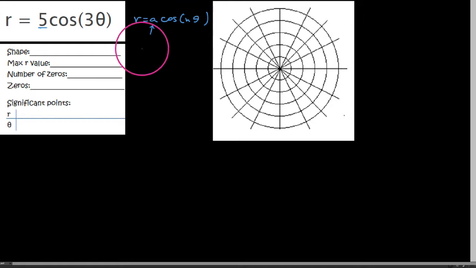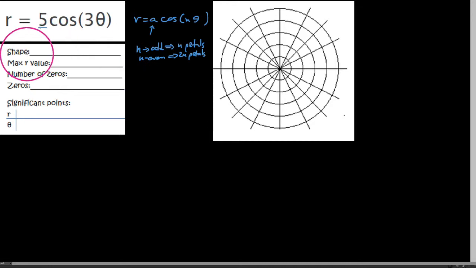And N, if N is odd, we have N petals on our roses, whereas if N is even, we have 2N petals on our roses. And last but not least, we know that cosine graphs in the polar coordinate system of this form are symmetrical with respect to the polar axis, or the horizontal axis in our case.